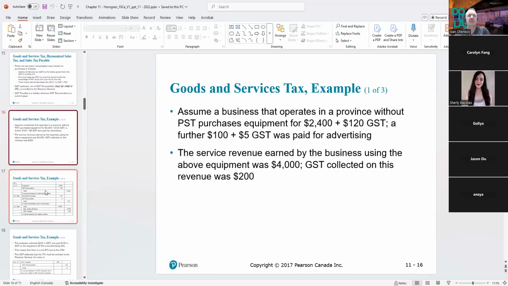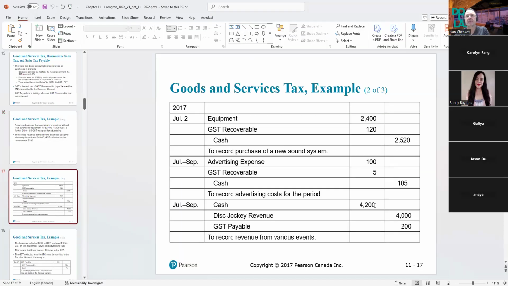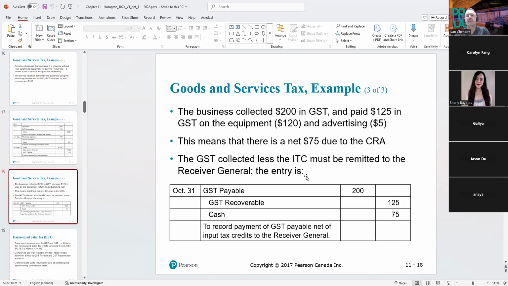So our transactions here will be recording the purchase of the equipment, recording the advertising expense, recording the sales, the GST that we have to pay, and the cash that we're collecting. After that, we're offsetting the GST recoverable with the GST collected, and we're paying the difference to the government.